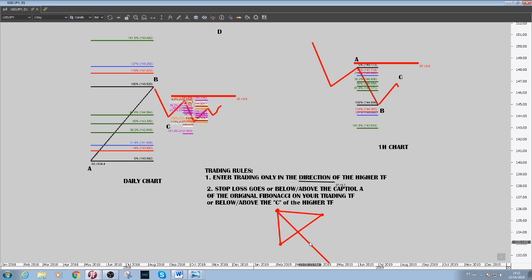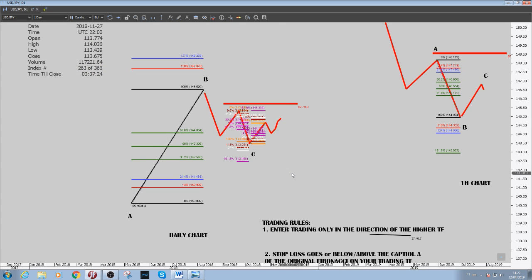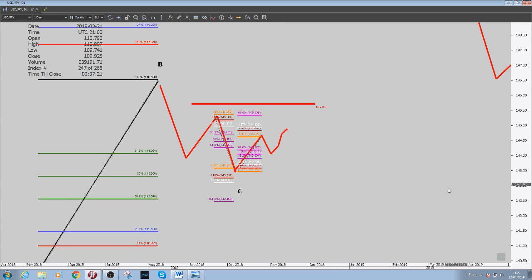Or below or above the C of the higher time frame. Okay, so the C is down here. This is our C. Because we are shorting, which C are we talking about? Not the original C. Think about it. This is the trade from the 1 hour chart. Stop loss is up in here. What C are we talking about in number 2? Well, we are talking about the C of the higher time frame. But which one? The one that we are trading, right?